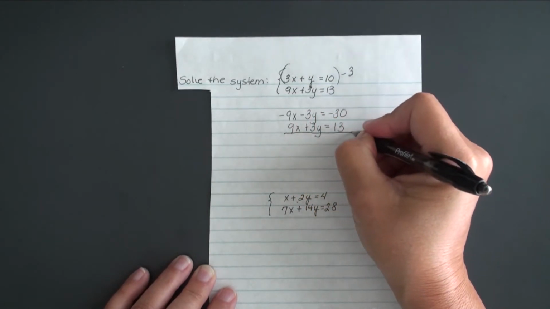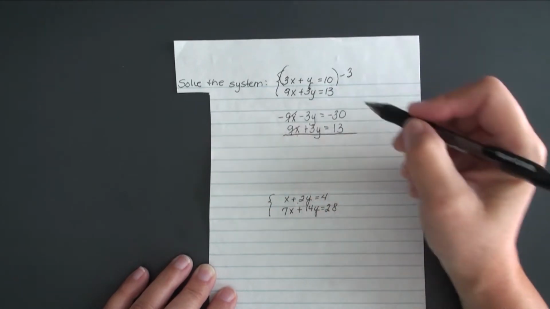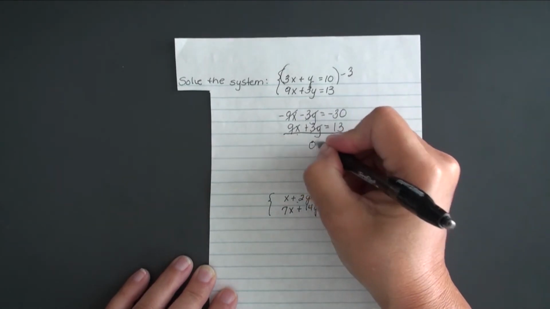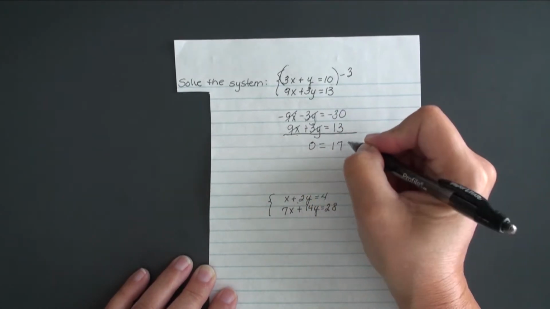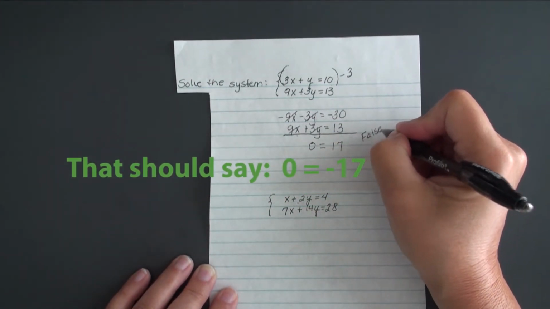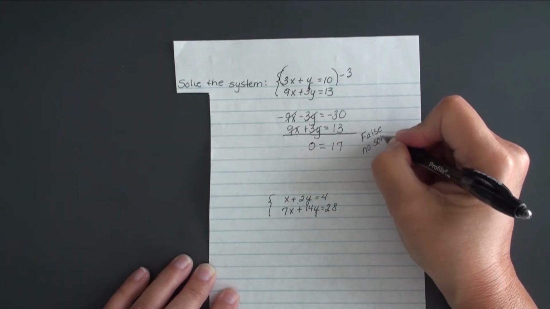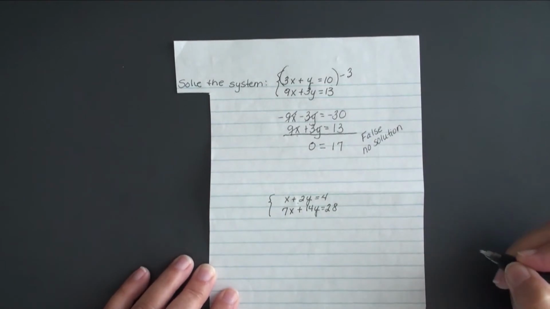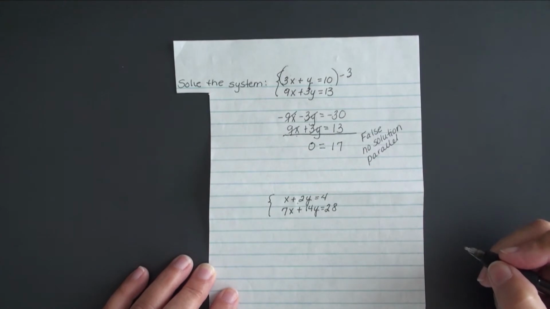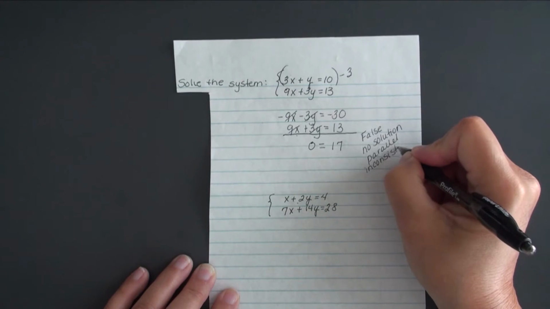Now, if I add those together, what happens to the x's? They go to 0. What happens to the y's? They go to 0. So I have 0 equals -17. Well, we all know that that is a false statement. That means that these lines are parallel and there is no solution. And remember, if we have no solution, we have an inconsistent system.